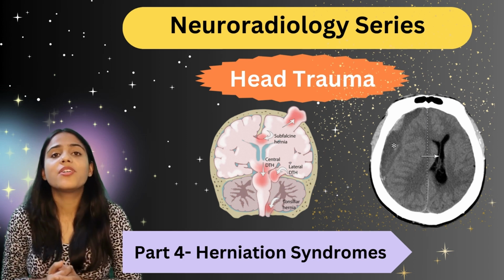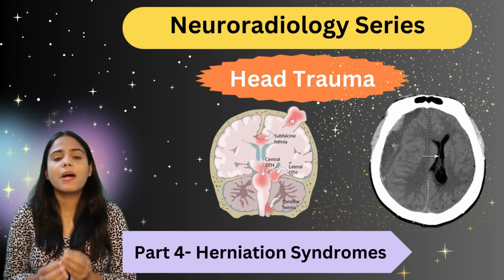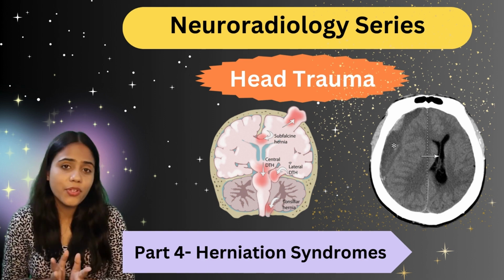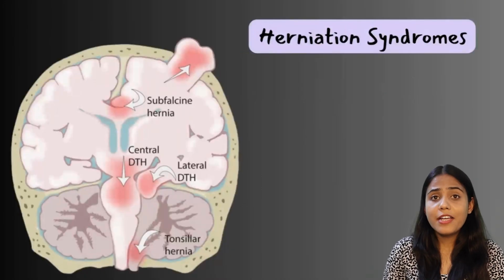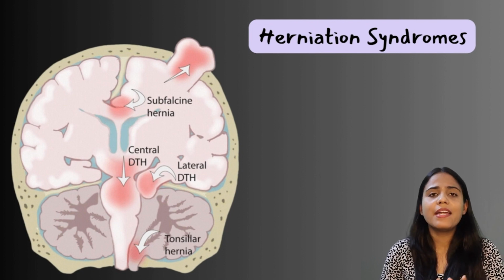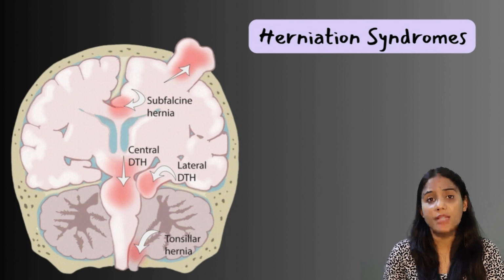Okay, so let's talk about herniation syndromes. This is part 4 of a series called Head Trauma, where we will discuss things pertaining to neuroradiology. Herniation syndromes are the most common sequelae of an expanding intracranial mass, including a bleed.